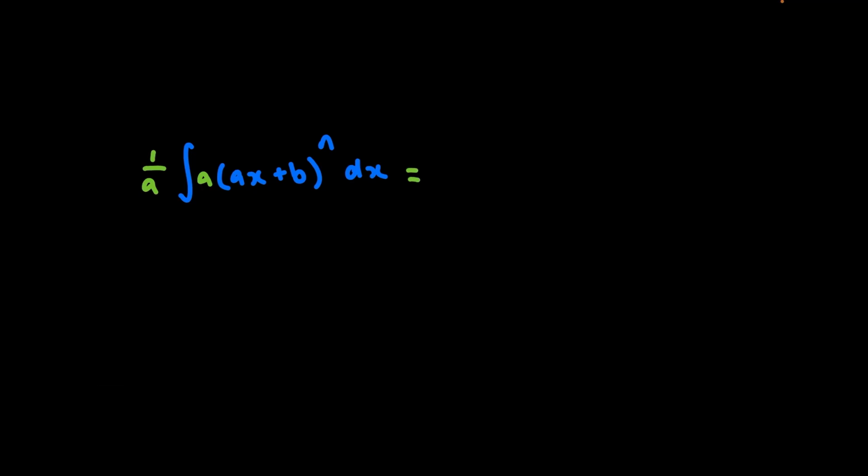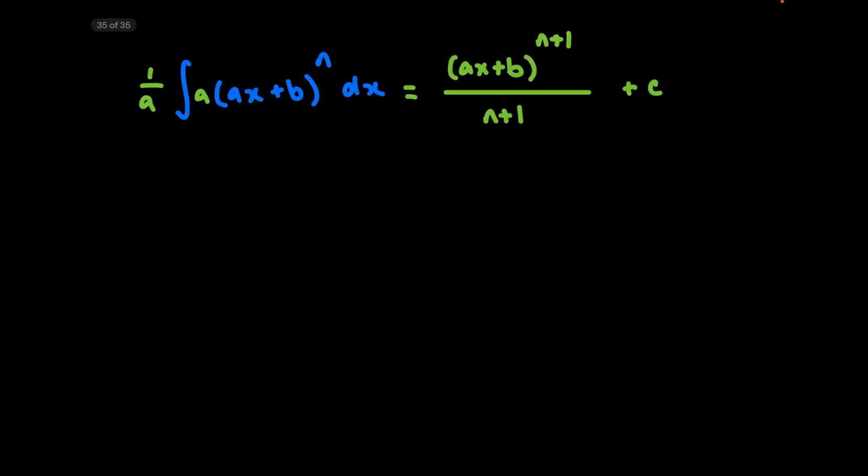The integral will simply become (ax + b) to the power of n + 1, divided by n + 1, and always, you must include your constant of integration, the + c. And this is how you integrate any polynomial that is raised to the power of n. Let's have a look at a few examples.